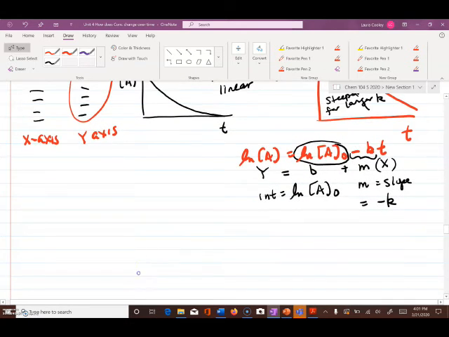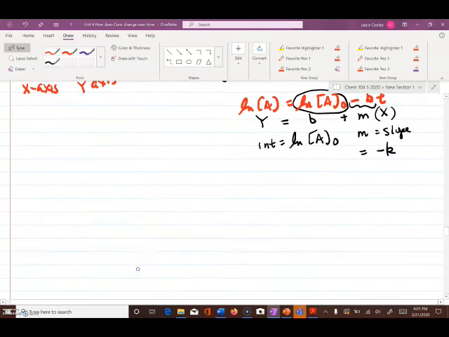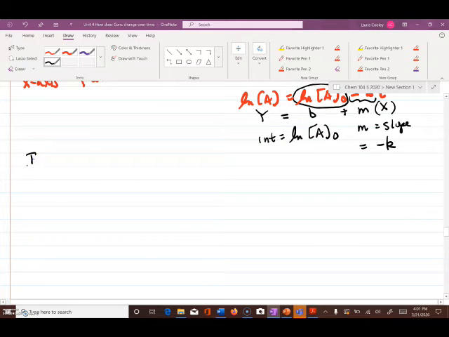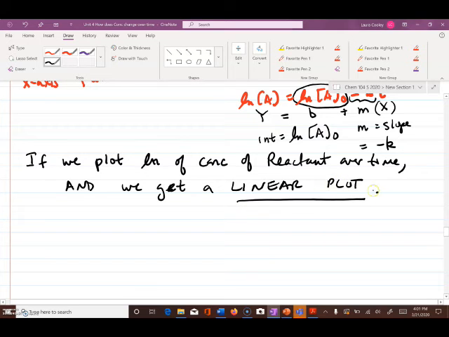So what's the big conclusion here? The big conclusion is that if we plot the log of the concentration of a reactant over time, and we get a linear plot, then it means the reaction was first order.